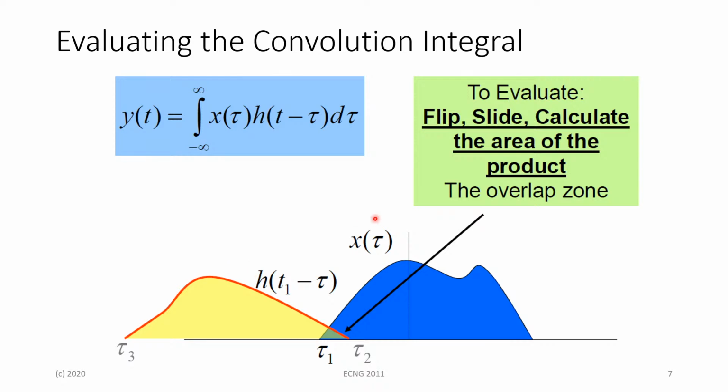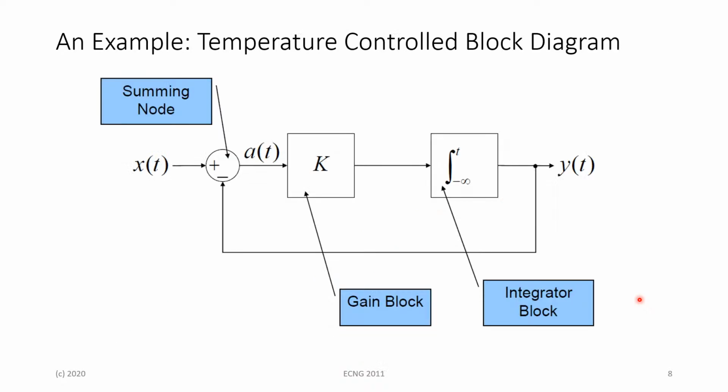So typically we flip the h of tau signal into h of t minus tau, and then for different values of t, we slide it across the x of tau signal and calculate the area of the product, being the overlap zone, for each slide. So let's watch this in a physical question example as to how we'll actually be applying convolution.